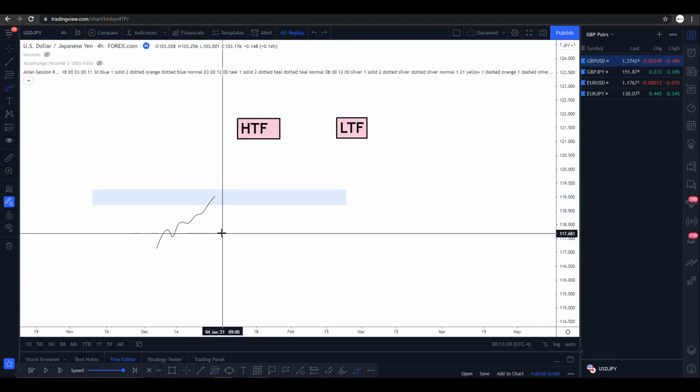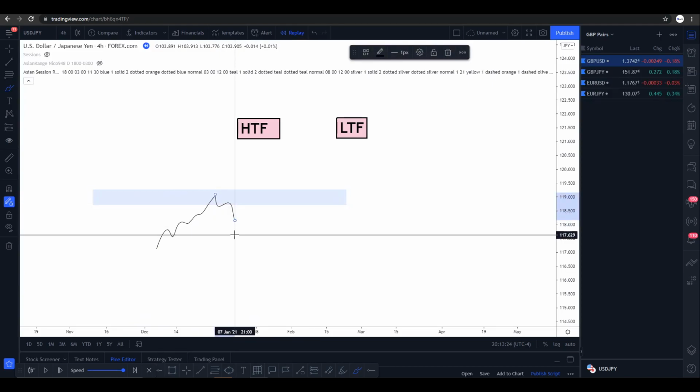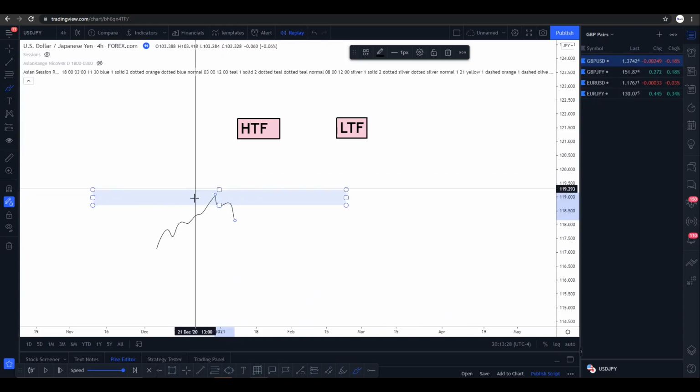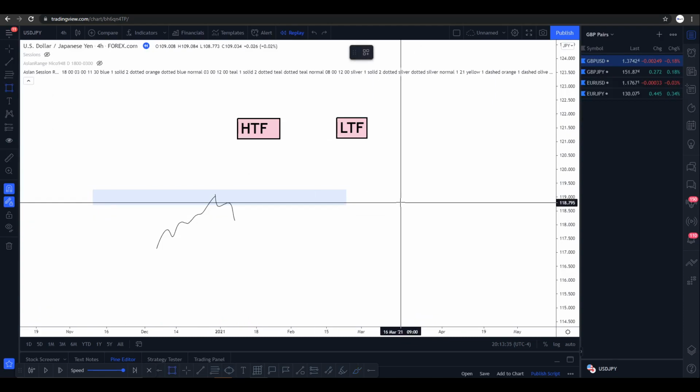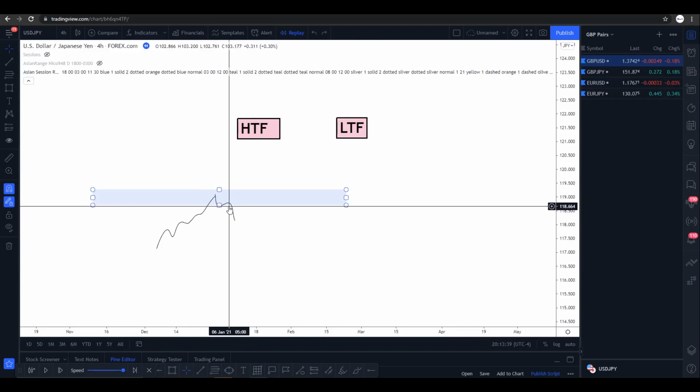As soon as we come into this point of interest, let's assume that it's a correct POI, price goes down just like this. What does that tell you? Well, that means that the higher time frame orders now are shifting from bullish down to bearish. Now what's the difference between a 1 minute POI and a 4 hour POI? Well, the difference is that with this higher time frame POI, imagine this is the smaller time frame now.